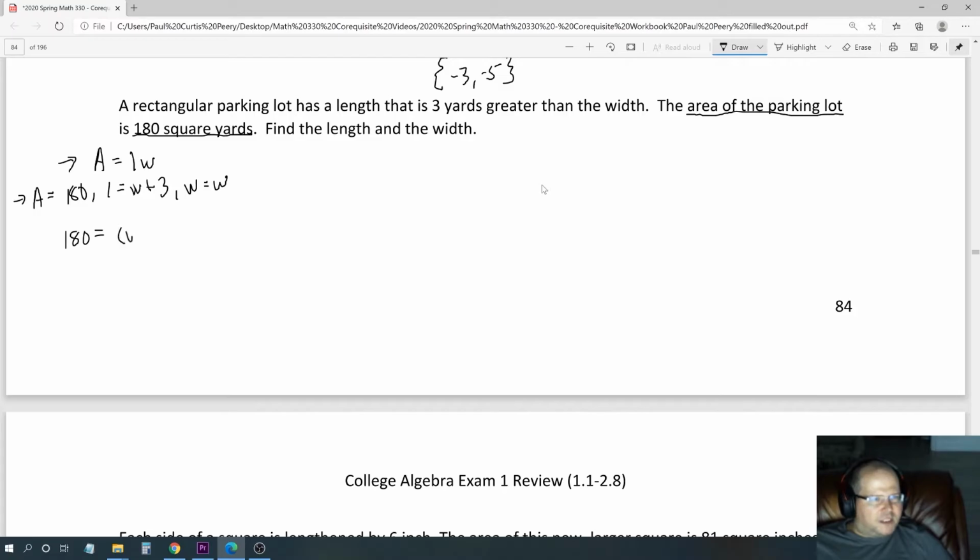Where it has L, we put W plus 3. And where it has W, we just leave W. Okay, so we distribute the W within the parentheses. W times W is W squared. W times 3 is 3W.